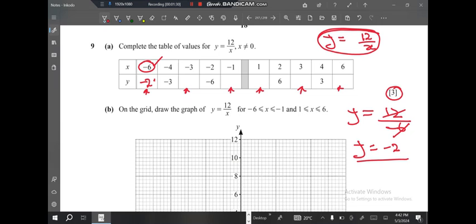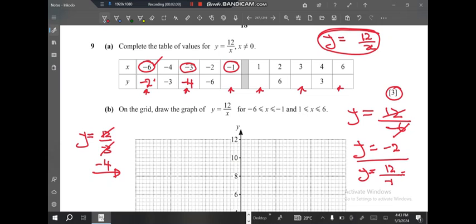Moving on to another area. Here the value of x is minus 3, so you substitute again. You say y is equal to 12 all over the given value of x, which is minus 3. So 12 divided by minus 3 gives minus 4, which means here you have minus 4. And here again, the value of x given is minus 1. You substitute again, so y is equal to 12 all over minus 1.